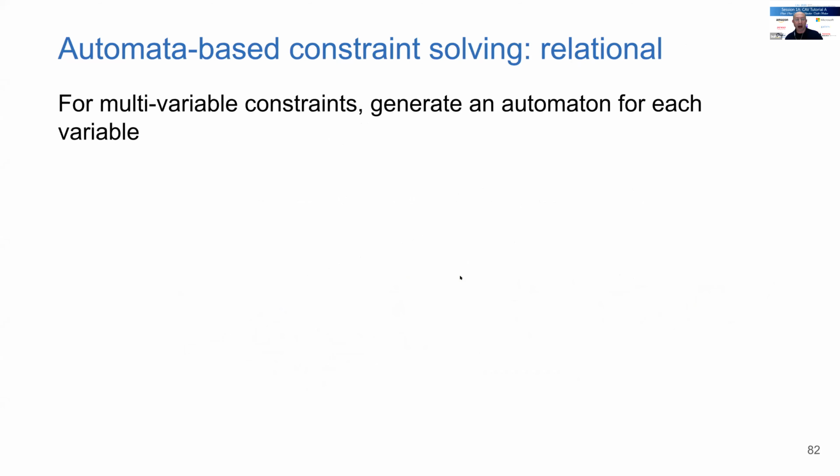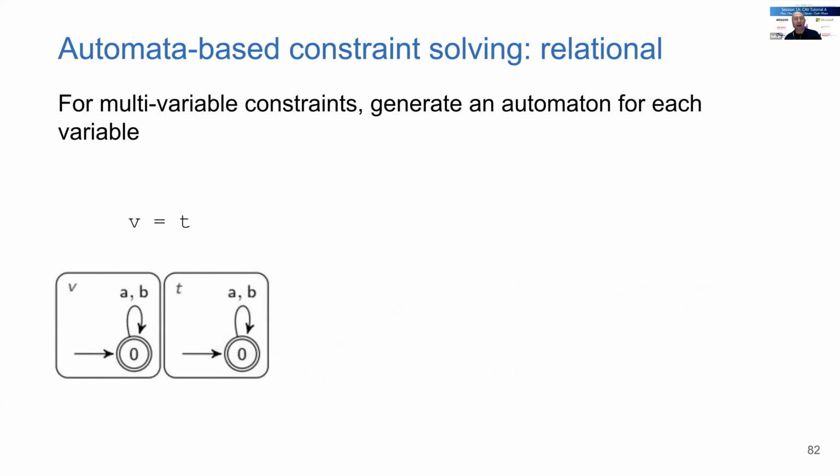Now, what about multivariable constraints? This is an interesting case where V equals T, for example. I have two string variables, V and T. Assume again an alphabet of just A and B. So I can construct these two automata.